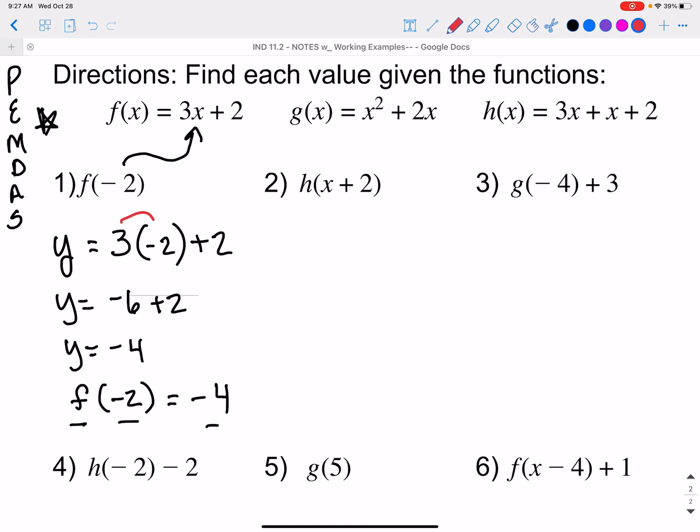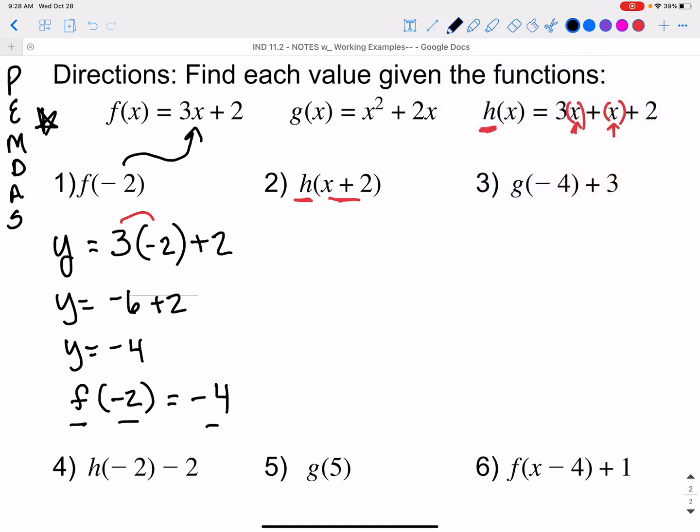All right, h of x. H tells me to use the h function, so h of x plus 2 means I'm going to use the h function, and I'm going to put brackets around each x, and this is my ingredients right here. My ingredients go anywhere where there is a bracketed x. So let's write this out. We have our h of x equals, now let's use black, I like that better. And then I'll use the red for the brackets.